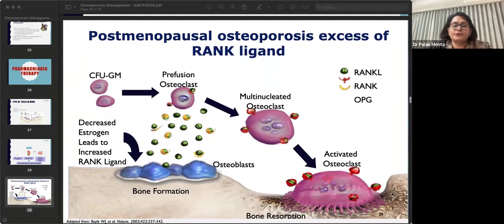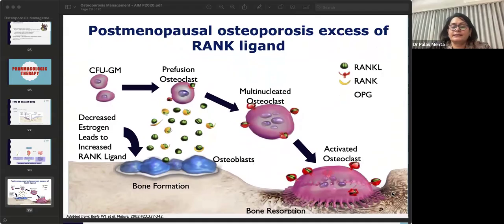So what happens? In postmenopausal women's osteoporosis, there is an excess of RANK ligand. As you can see, the pre-fusion osteoclast is the pre-activated macrophage. Now decreased estrogen leads to an excessive level of RANK ligand. This excessive RANK ligand binds to the osteoclast precursors, which eventually leads to activation of the osteoclast and bone resorption.